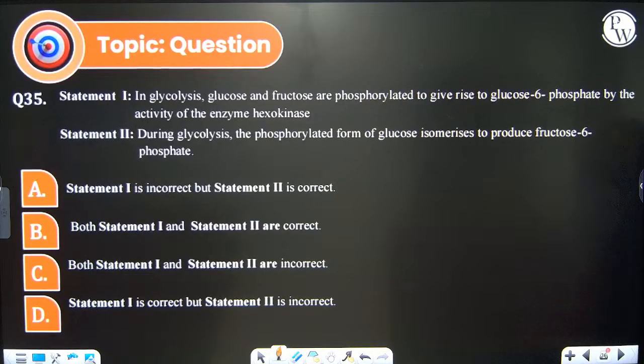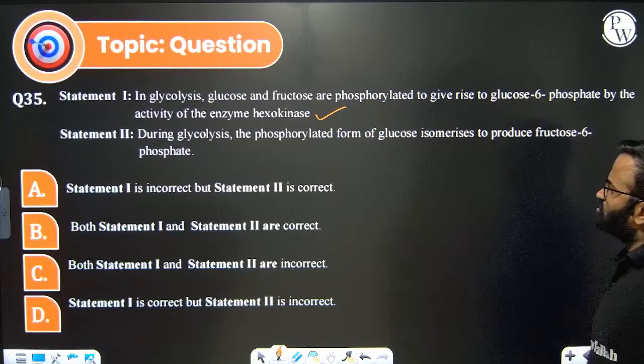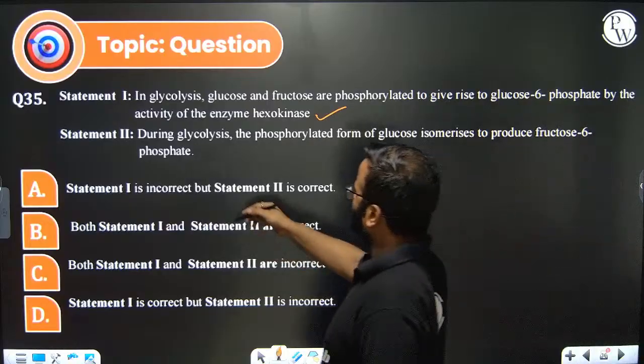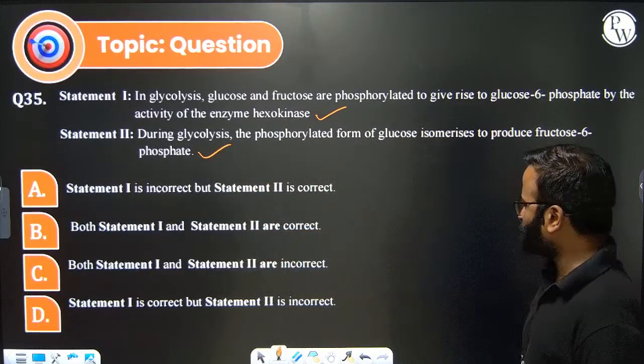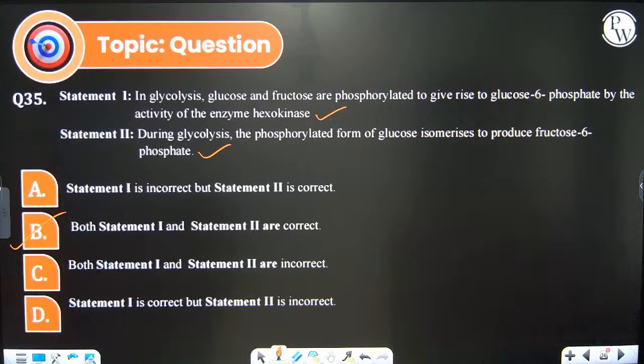Next. In glycolysis, glucose and fructose are phosphorylated to give rise to glucose 6 phosphate by the activity of the enzyme hexokinase, which is true. Let's see the next one. During glycolysis, the phosphorylated form of glucose isomerizes to produce fructose 6 phosphate. Yes, which is true. So I would say both the statements are correct. Which option gives that? B. Both the statements are correct.